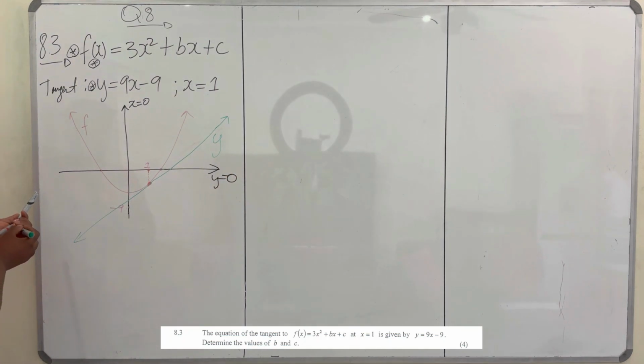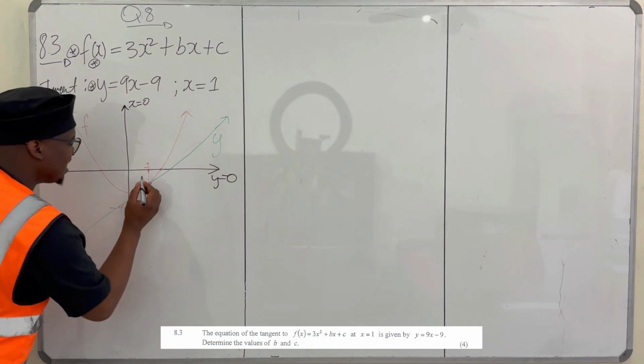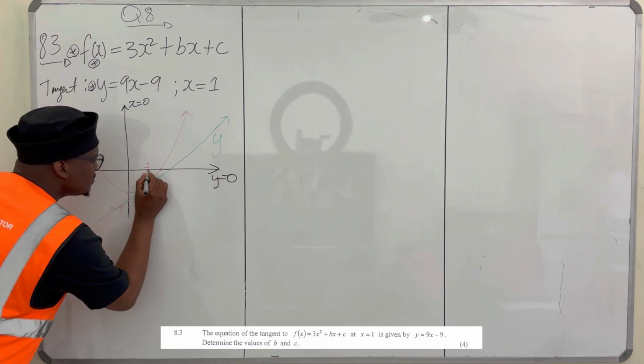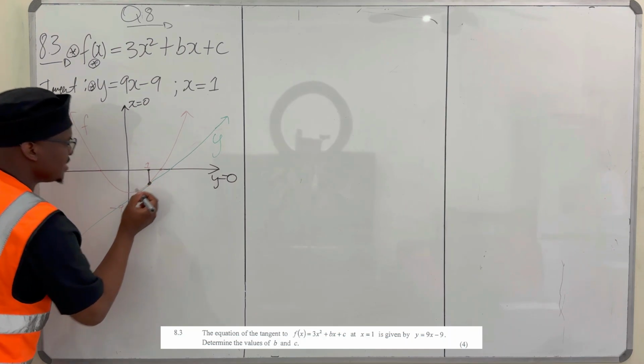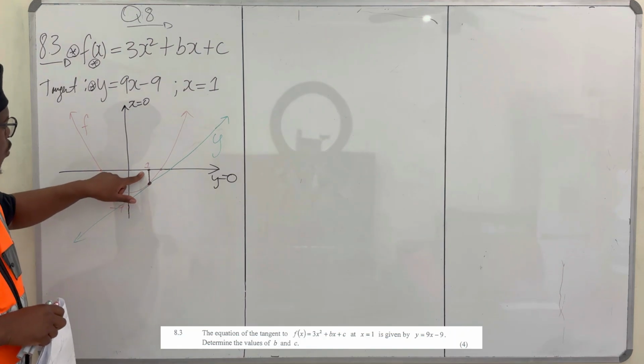This is your tangent. So the green function is your tangent. You can see it. They are touching here at this point, and the x value at that point is 1. That's what they are telling you. So they are telling you that the tangent is at x equal to 1.